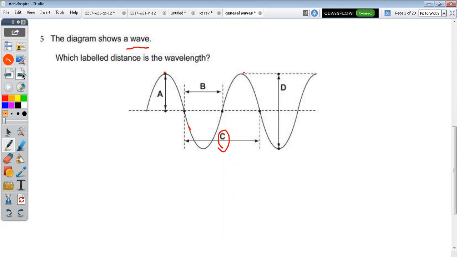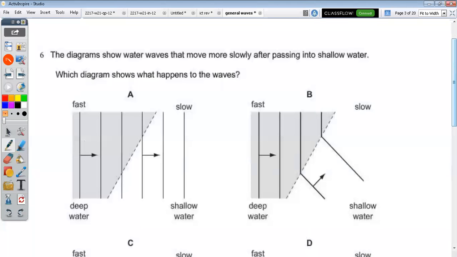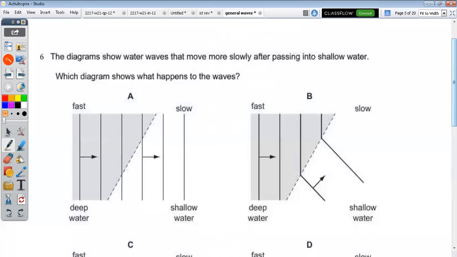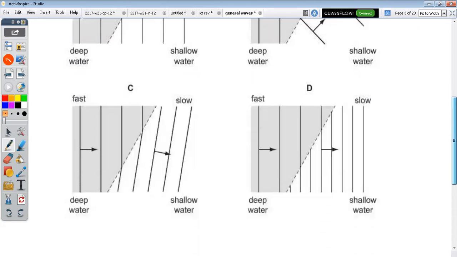So now, number 6. The diagram shows you waves that move slowly after passing into shallow water. You need to know that waves are faster in deeper water and slow in shallow water. Which diagram shows you what happens to the waves? So we are moving from fast to slow. So which answer?